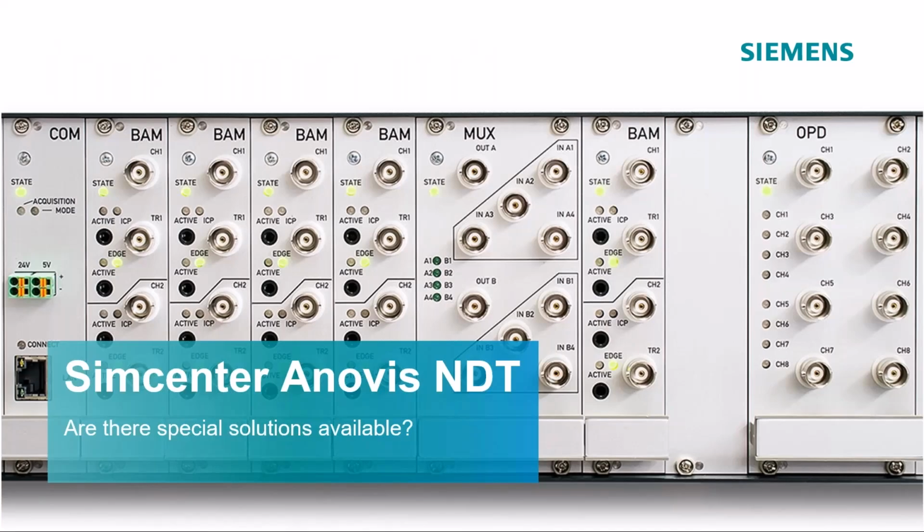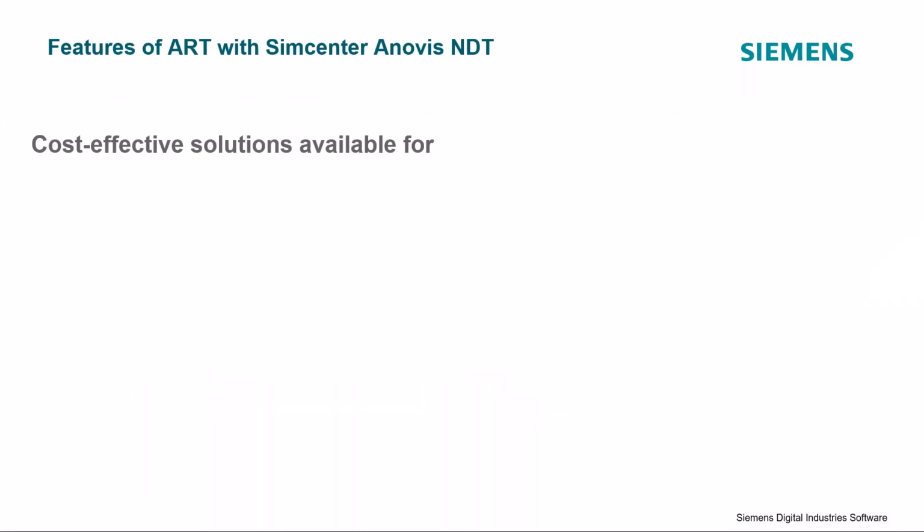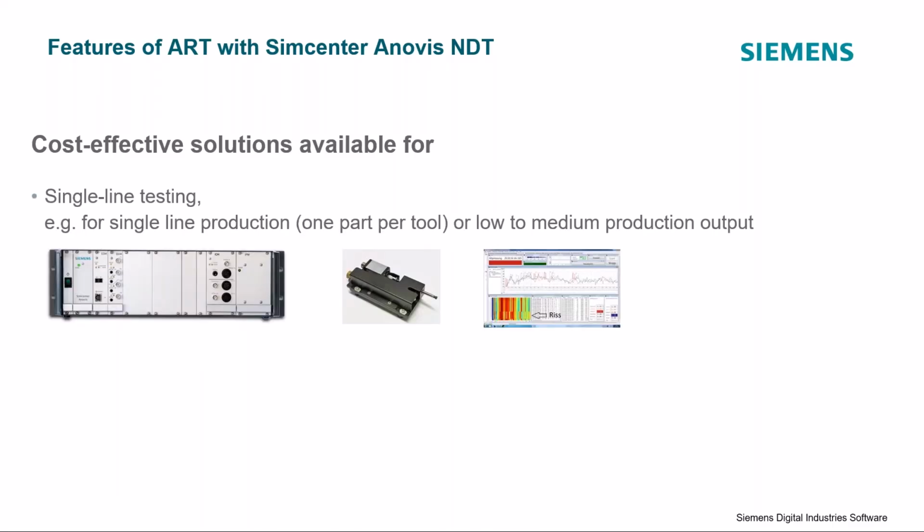So are there special solutions available? This may be interesting for you because you might think about the normal solution. It's the single line testing. You have one system for testing one part type or even several part types, but one after the other, one production lot after the other. And you need a signal recording device, some excitation techniques, some software. Well, I forgot the sensor, but it doesn't matter here.